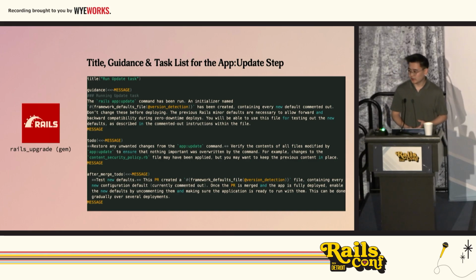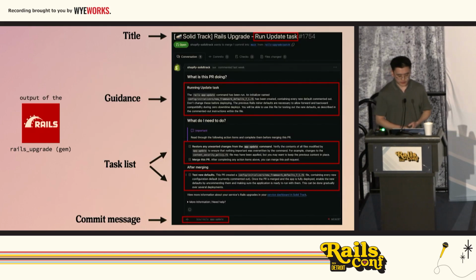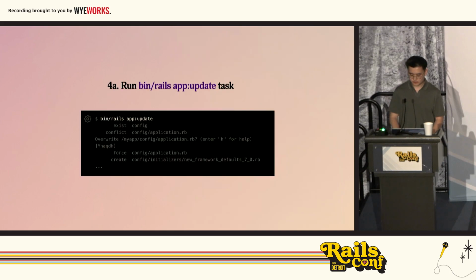Lastly, on top of each step creating atomic commits for the actions it performs, each step will also store a title, guidance, and task list for the steps that had run. For instance, this is the code that outputs the title, guidance, and task list for the run app update step. And this is what it looks like once translated into a PR by SolidTrack, which we will cover next. As you can see, this step actually has two parts to the task list, a list before merging and a list after merging, which is representative of that step of the Rails upgrade process that we covered earlier, which has two parts.